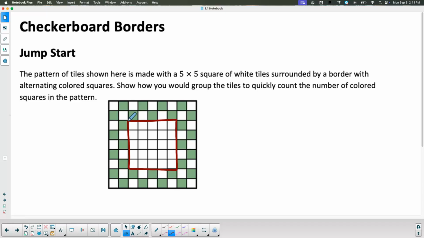What I need your table to do is come up with a method to count the colored tiles without physically counting the colored tiles. What I mean by that is I don't just want you to go 1, 2, 3, 4, 5, 6, 7, 8, 9, 10, and so on and so forth until you get that there's 28 total tiles. I already know that there's 28 total tiles.